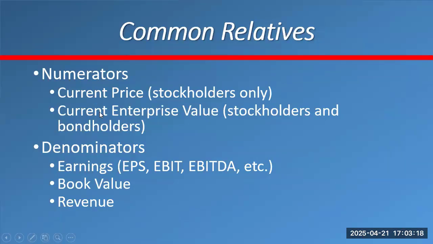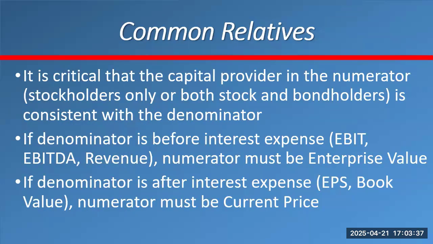If I give you price to revenue on the exam, you got to kick it out and say that's wrong because price is stockholders, revenue is stockholders and bondholders. If I give you enterprise value to book value, say that's wrong. Enterprise value covers both stockholders and bondholders, book value is only stockholders. So you're going to kick some of them out. We'll do that question next week as a practice. So it's critical that your capital providers are lined up, the numerator and the denominator.